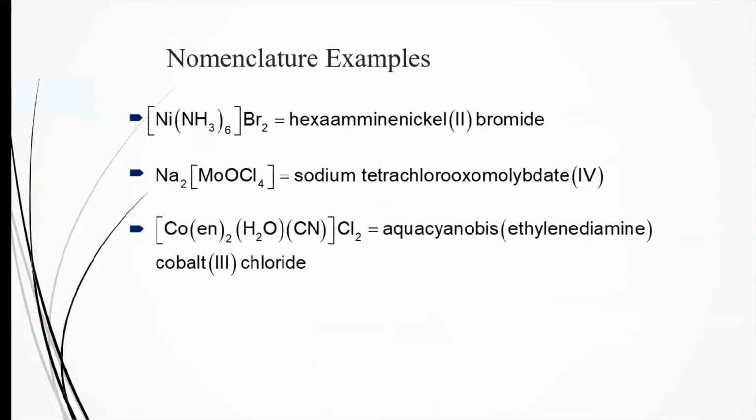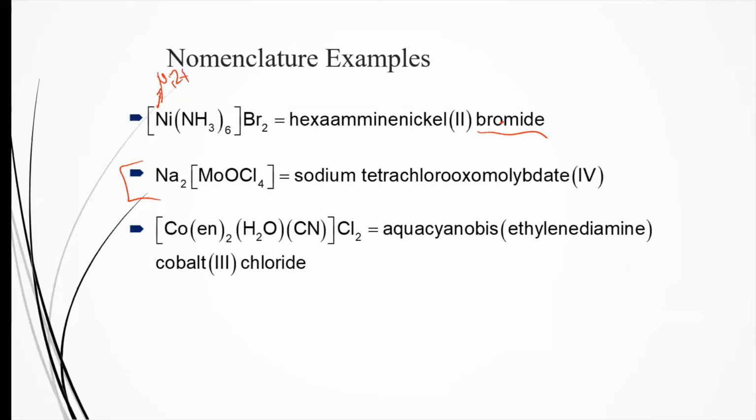There's some more ones for you to practice here. We have nickel 2, it's bonded to 6 ammines. It has a 2+ charge because we have 2 bromides with a -1 attached to it. This one we already talked about, our sodium. And so then we can do another cobalt one down here.